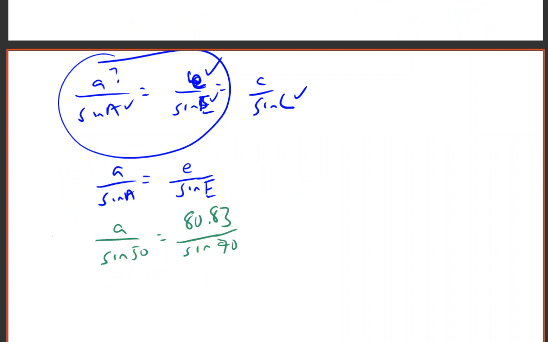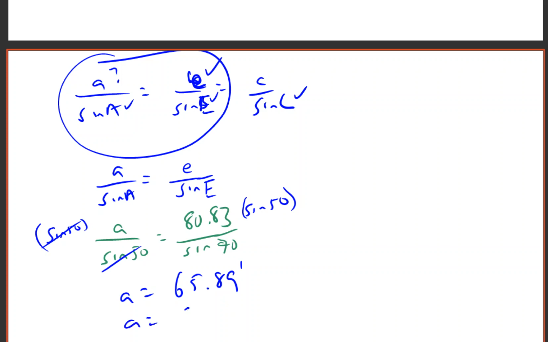So I want a on its own, so I'm going to multiply both sides by sine 50. They go away. I'm left with a equals 80.83 times sine 50 divided by sine 70, and I get 65.89 feet, or you could round it to 65.9 feet.